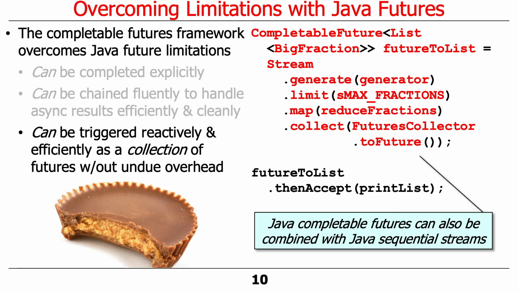But basically, what you can do here is you can combine completable futures for asynchronous processing with sequential streams for a more coherent control flow through your program. And you will also get a chance to play around with that in programming assignment number 4.